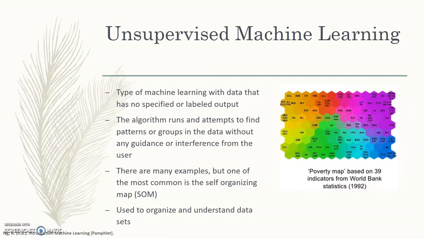Then we have unsupervised machine learning. This is a type of machine learning where the data has no specified or labeled output. So you don't really tell the computer anything ahead of time about the data. You just put in the raw data, the algorithm runs and attempts to find patterns or groups in the data without any guidance or interference from the user.